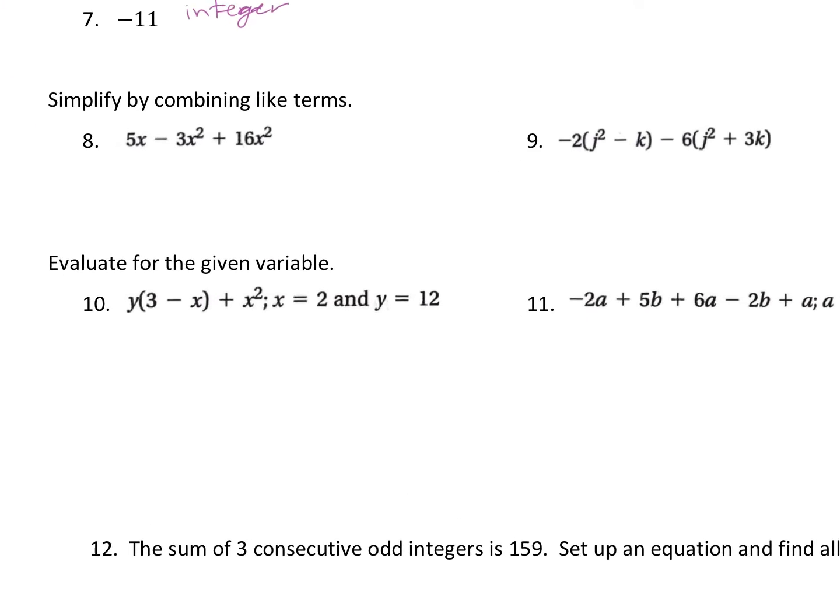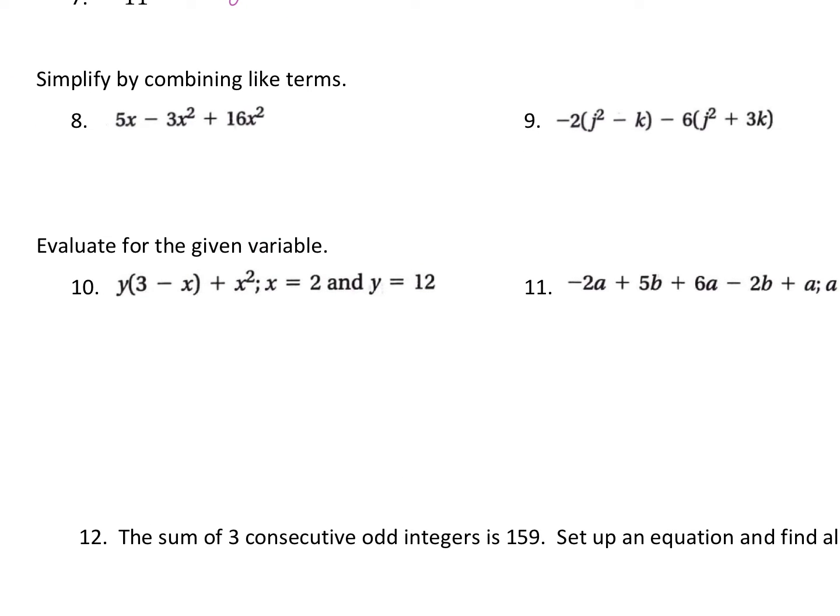Okay, number 8 here, combining like terms. What are your like terms in this expression? So it's a negative 3x squared, right? We want that sign in front with 16x squared, the two that are the same. So your variables have to have the same exponent to be considered like terms. So it's going to be negative 3 plus 16.